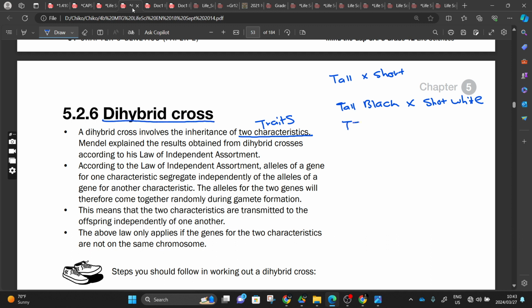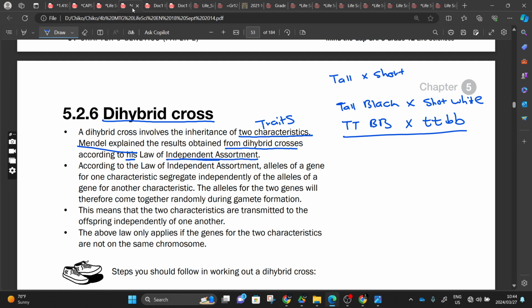And then we are going to say tall, dominant, black, dominant multiplied by short, recessive, and white, recessive. So this is what you have to understand and move on with. In the scenarios they will give you, you will understand that this one is dominant, this one is dihybrid, and this one is a cross. Mendel explained the results obtained from dihybrid crosses according to his law of independent assortment.